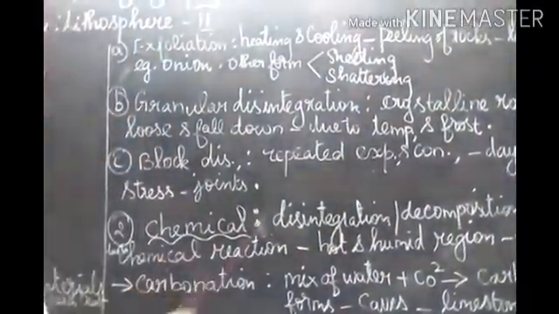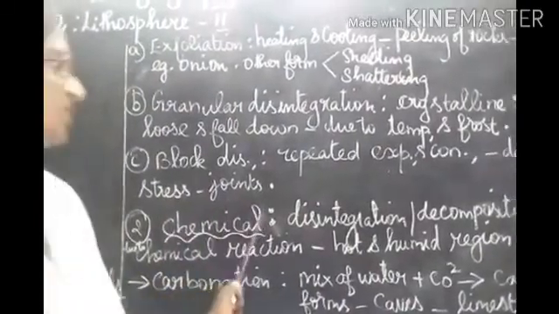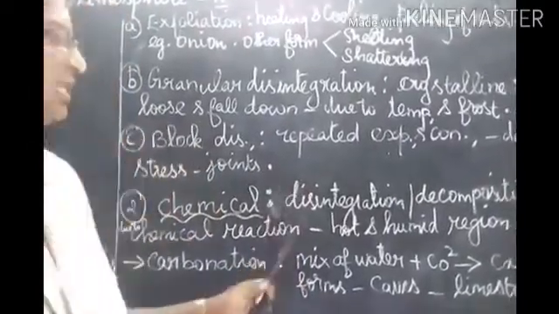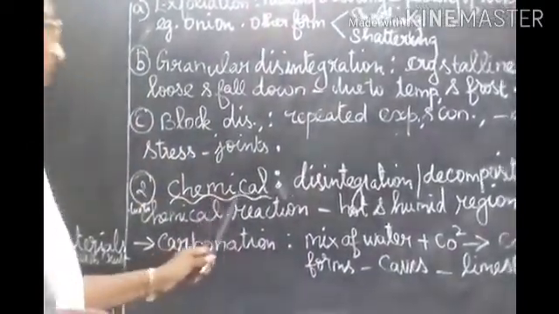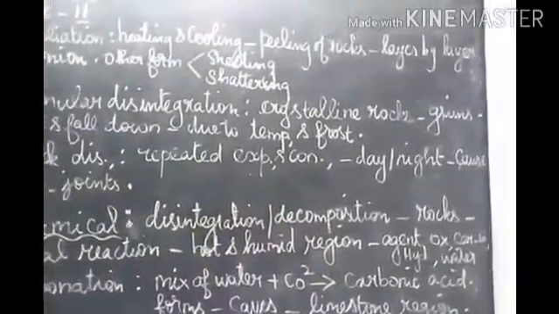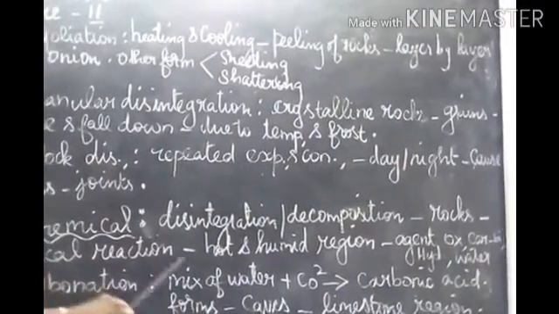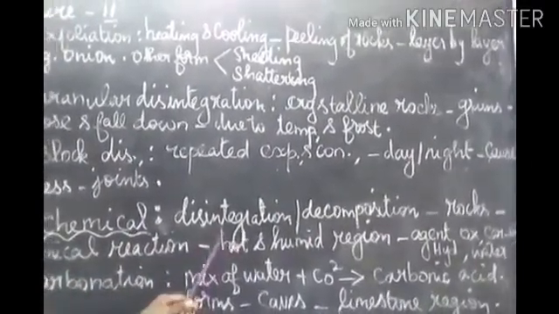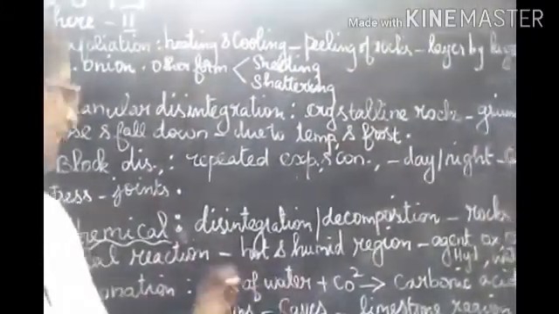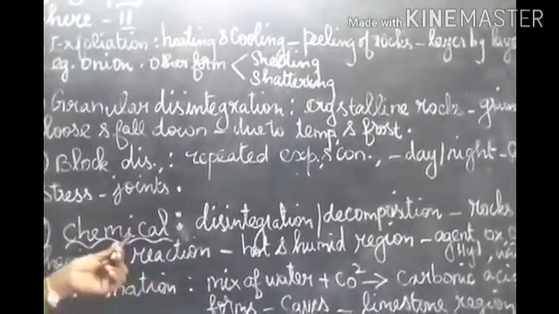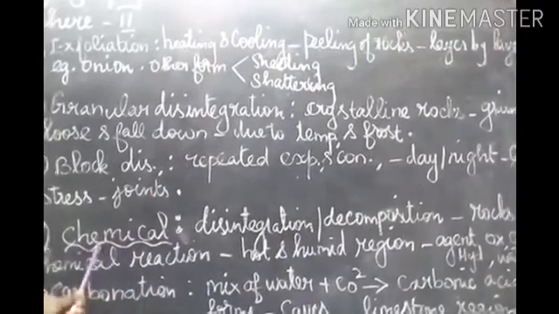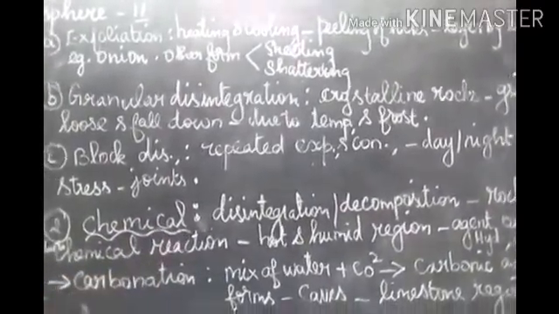So what are the agents of this chemical weathering? It is oxygen, carbon dioxide, hydrogen and water. These are all present in the atmosphere. So chemical weathering means the disintegration and decomposition of rocks which happens because of the hot and humid conditions. The agents of this chemical weathering are carbon dioxide, oxygen, hydrogen, water, etc. The chemical reaction is further divided into four types.